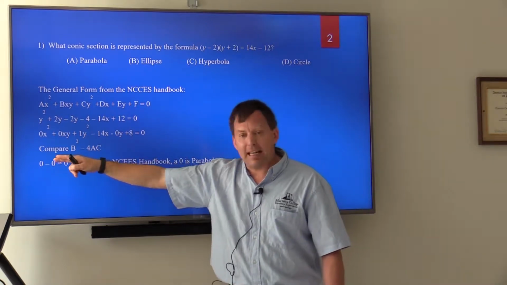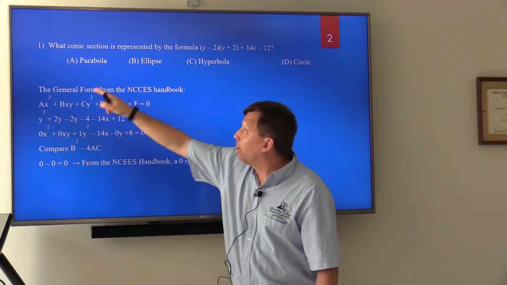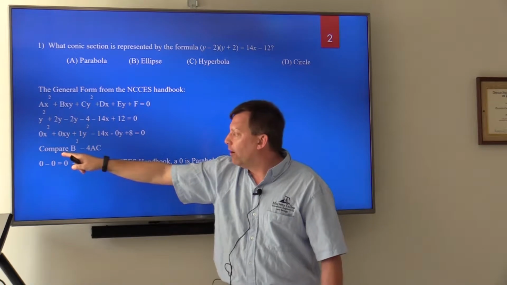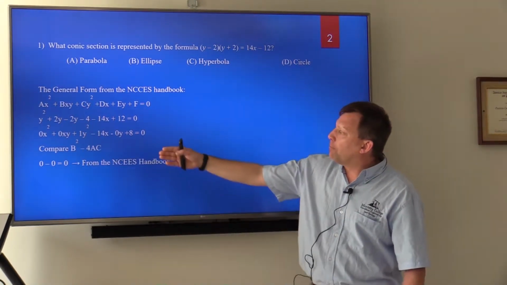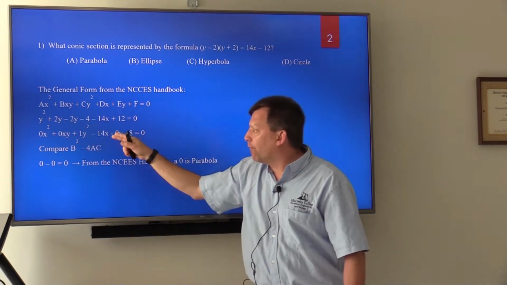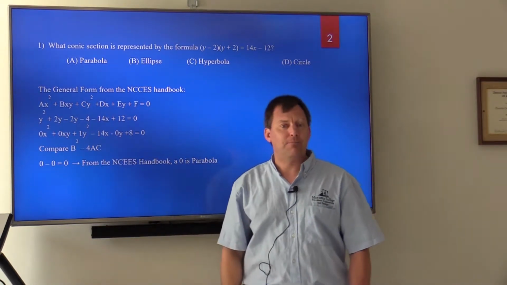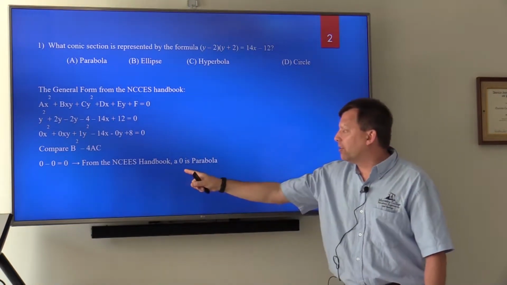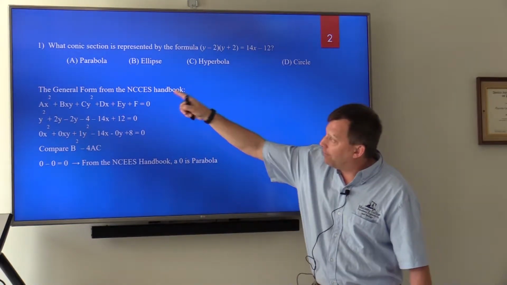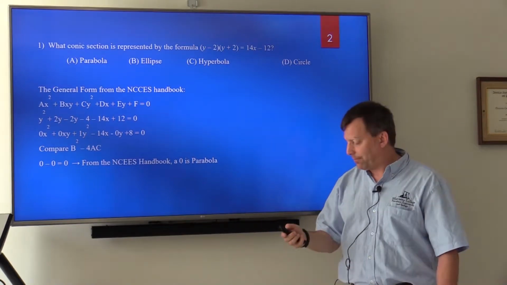Now according to the NCEES handbook, in order to determine the conic section, you want to compare b squared minus 4ac. So then you go back up to your equation in the standard form, and I have 0 minus 0. Then from the NCEES handbook, we can determine that 0 is a parabola. So obviously the answer would be A.